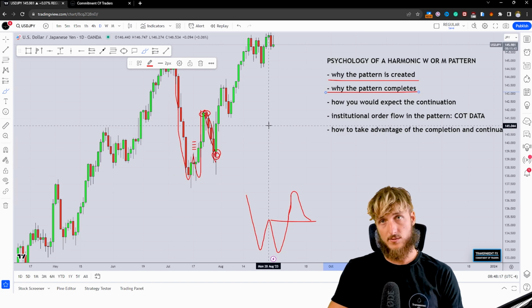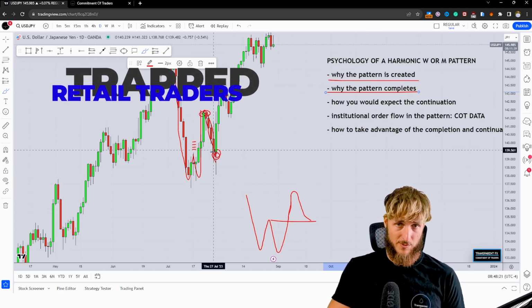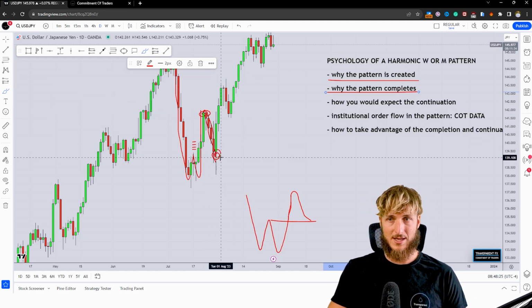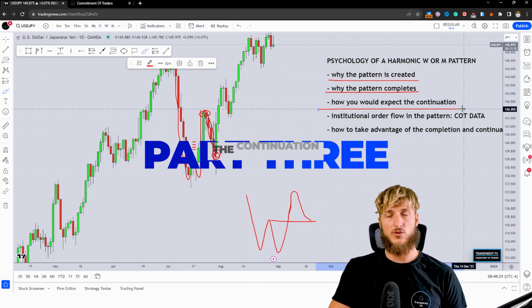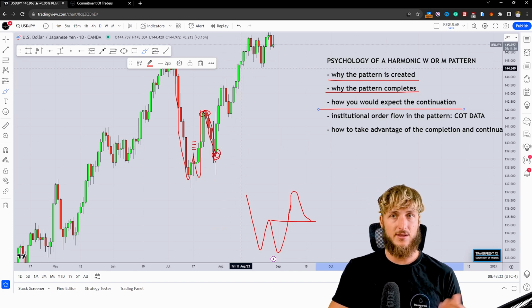Why is it created? To create manipulation. Why does it complete? Because that also traps the buyers, and at that point they have the liquidity they need in order to short back down to the neckline. The third point is how you would expect a continuation. So after the pattern is created and completed, what you would expect next.